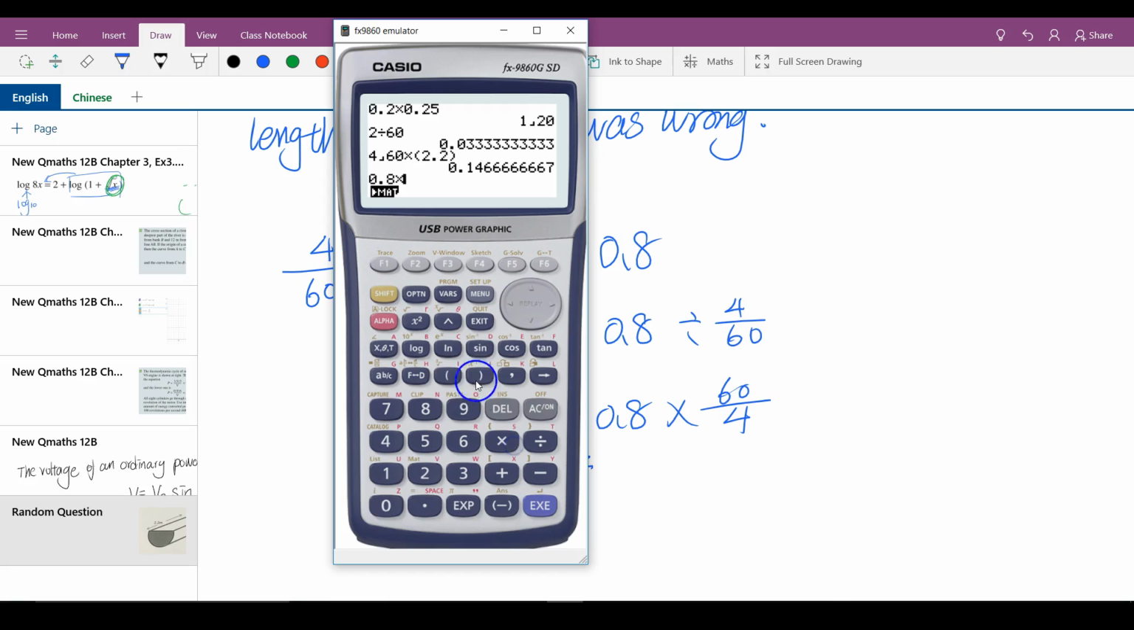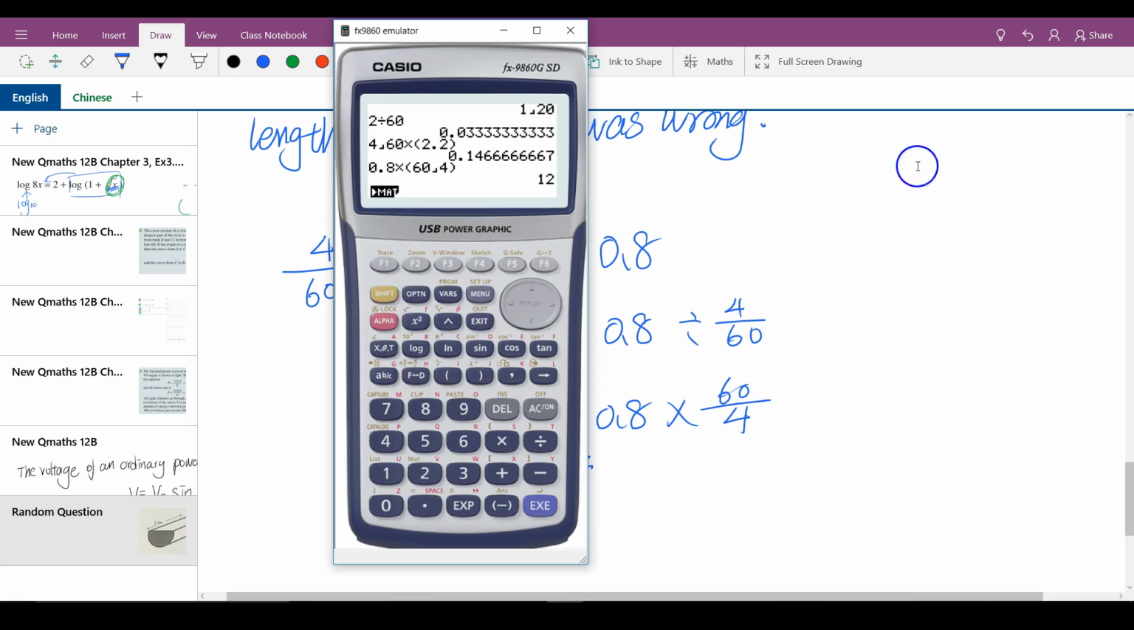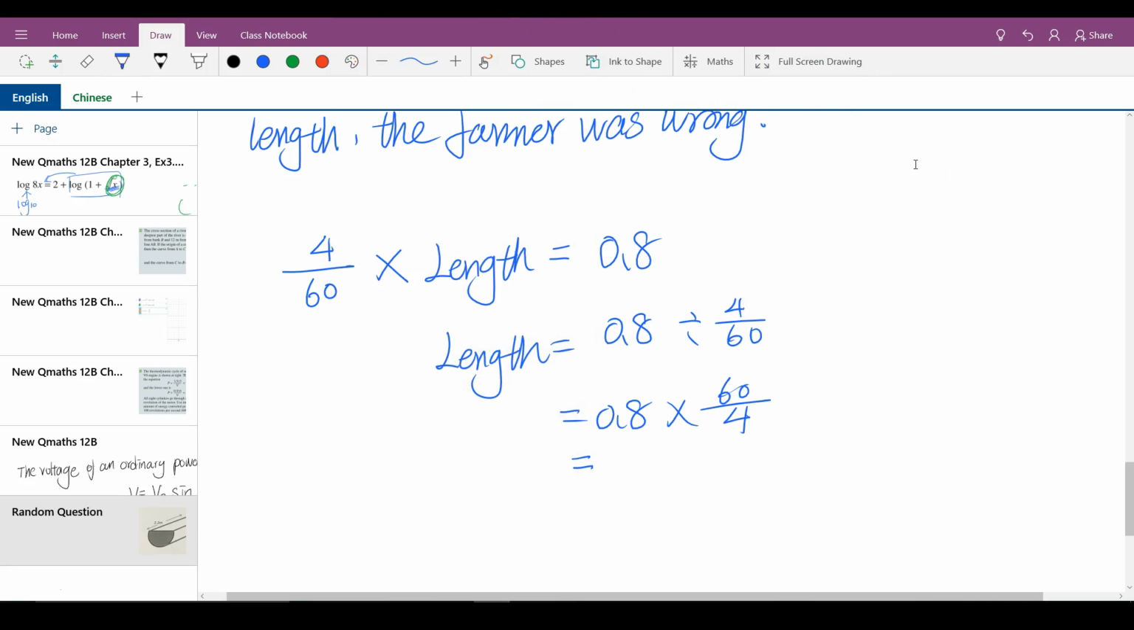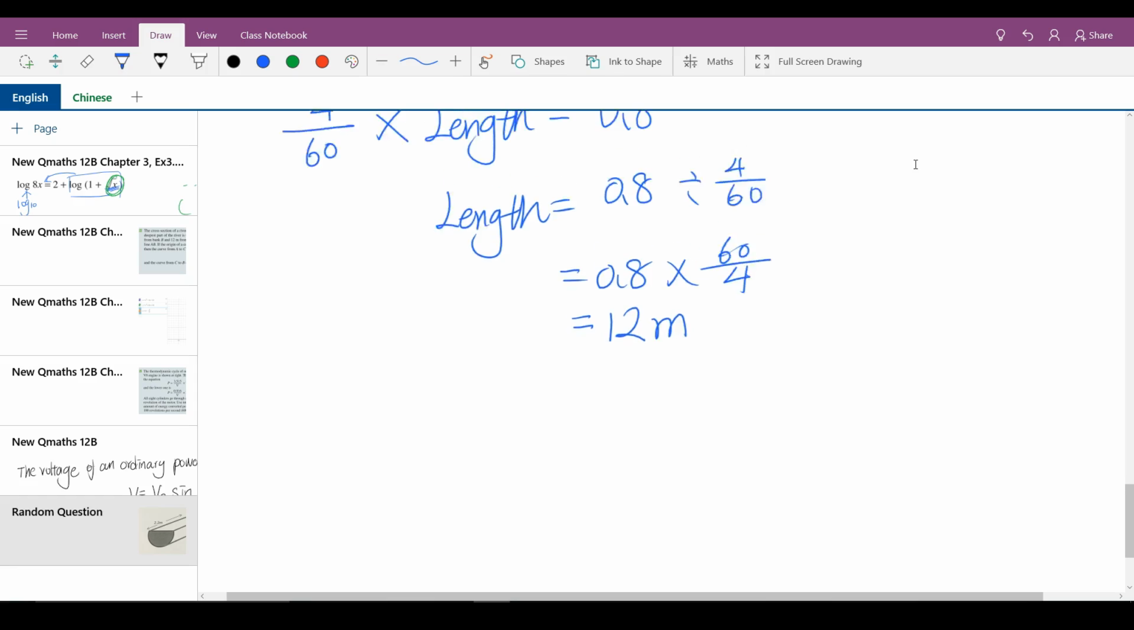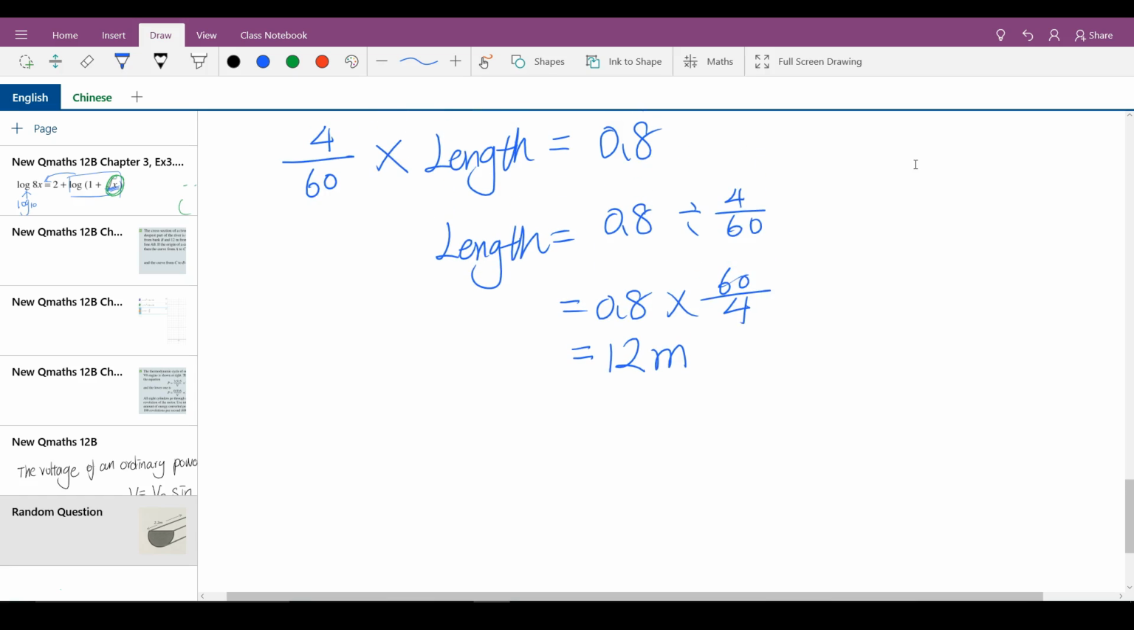which is 0.8 multiplied by 60/4, which is 12. So 12 meters. Length is in meter, everything's in the meter. So you have to change the length of the container to 12 meter instead of 2.2 meters. And that would make a volume of 0.8 meter cube. Cool. So therefore, answer the question.